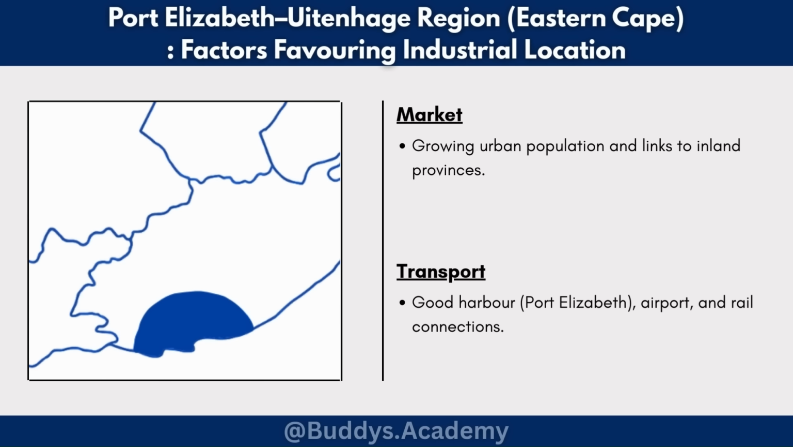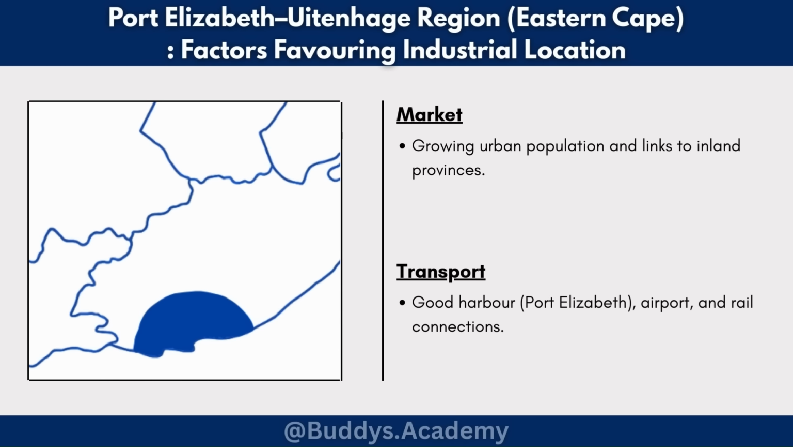And your fourth region will be your Port Elizabeth Uitenhage region. Now this region is going to be located in your Eastern Cape. So the factors that are going to favor industrial location would firstly be your market, right? So this area is going to have a growing urban population and it's going to have links to your inland provinces.